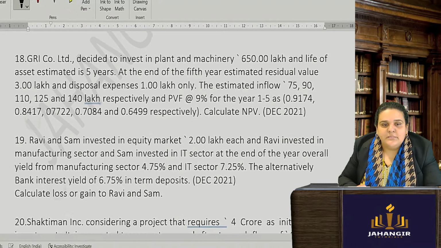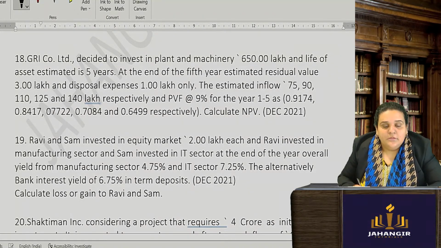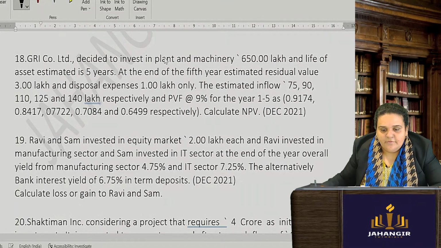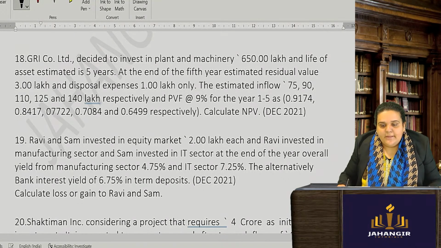Okay. Coming to question number 18. GRI Company Limited decided to invest in a plant and machinery 650 lakhs and the life is 5 years. At the end of the 5th year, the residual value which is estimated is 3 lakhs and disposal expenses are 1 lakh only to dispose of this plant and machinery. There are some expenses. Estimated inflow is 75, 90, 110, 125, 140 respectively. PV factor at 9% for 1 to 5 years is already given to us.